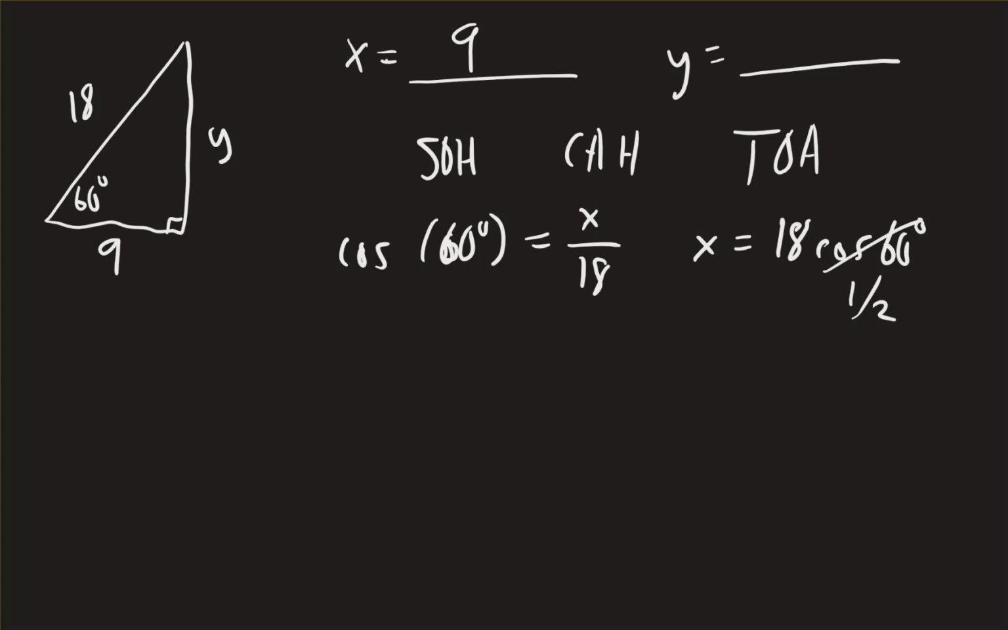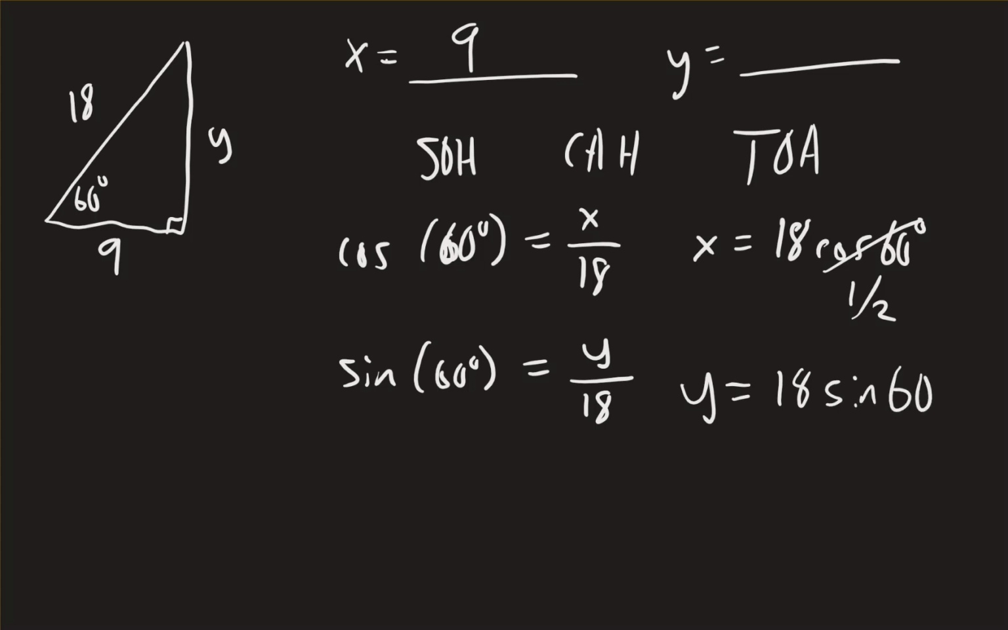So from 60, I'm trying to find opposite. And technically I know adjacent, so I could do a tangent equation. I also know hypotenuse, so I could do a sine equation. Now there's always a chance I made a mistake on this, so I tend to try not to use this. I try to use the information given to me. So I'm going to say sine from that angle is opposite over hypotenuse. So again, multiply both sides by 18, and you would get y equals 18 times the sine of 60.